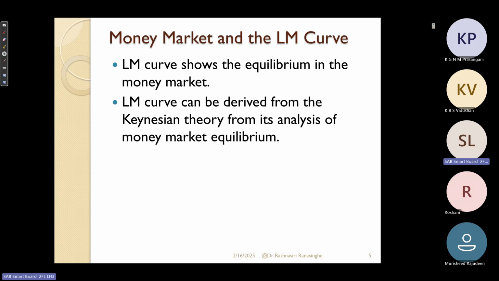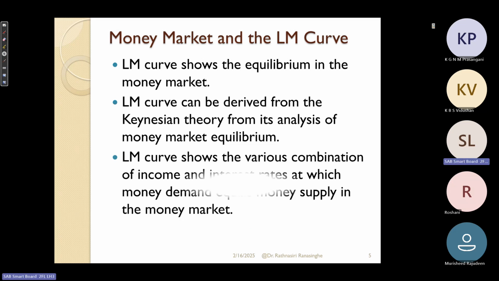So according to Keynes, the interest rate is determined according to the money demand and the money supply. So you look at that one, right? When you derive the LM curve, we use the Keynesian theory of the money market. So what is Keynes's idea of the money market? Based on that, we derive the LM curve.